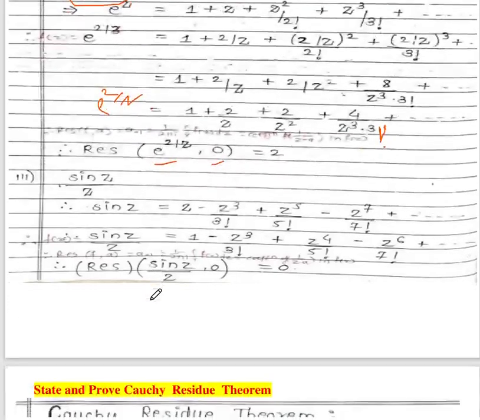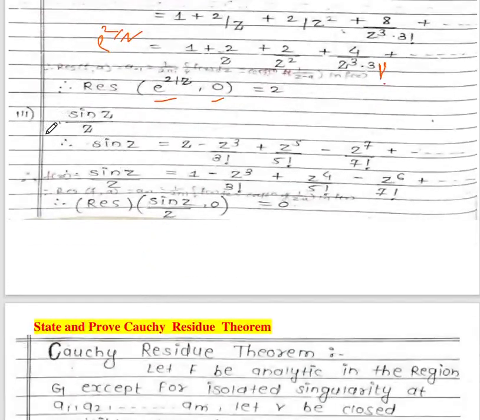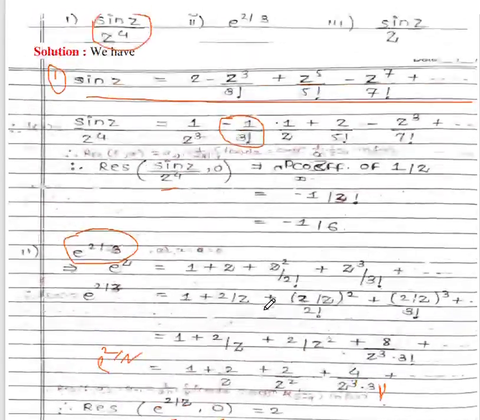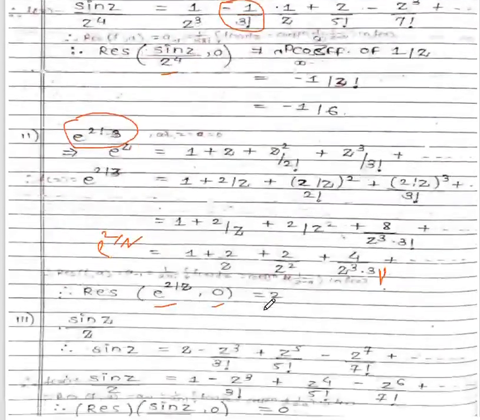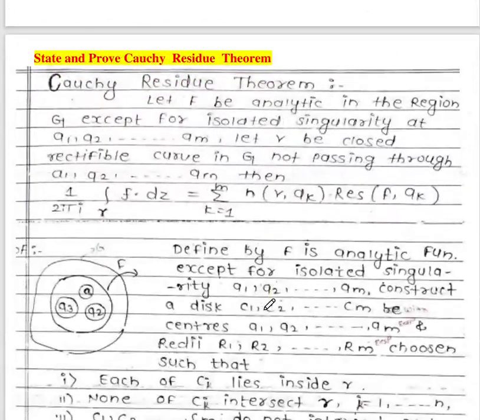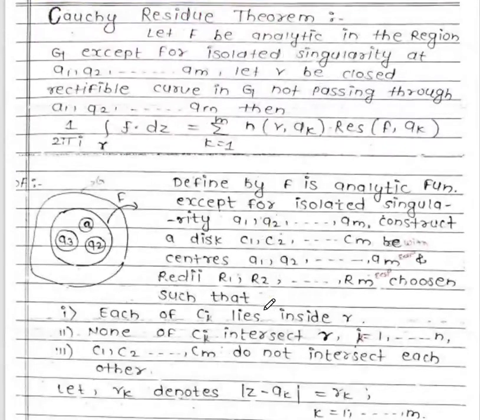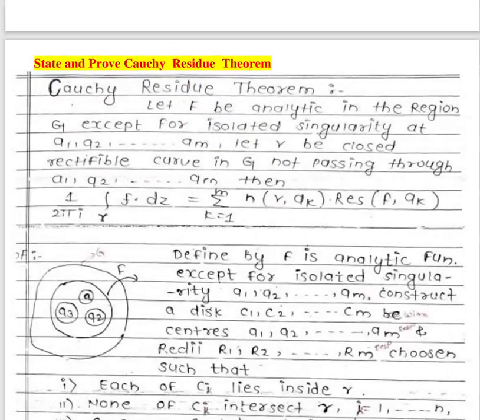So similarly, we can find out the residue of sin z upon z. Okay. So the residue of sin z upon z at a point 0, we will get 0. So these are some examples of the residue at a point z equal to 0. Now we will see the theorem. What is this theorem? State and prove Cauchy residue theorem.